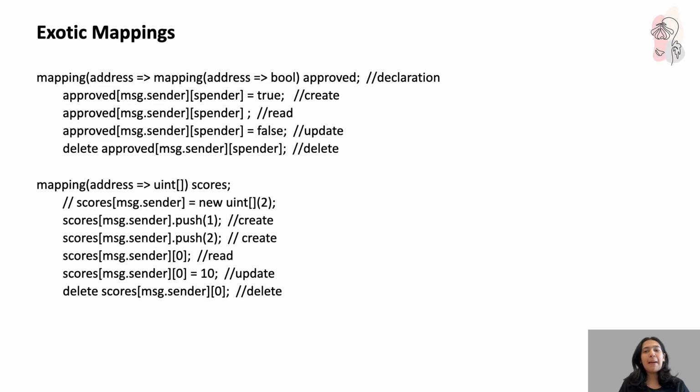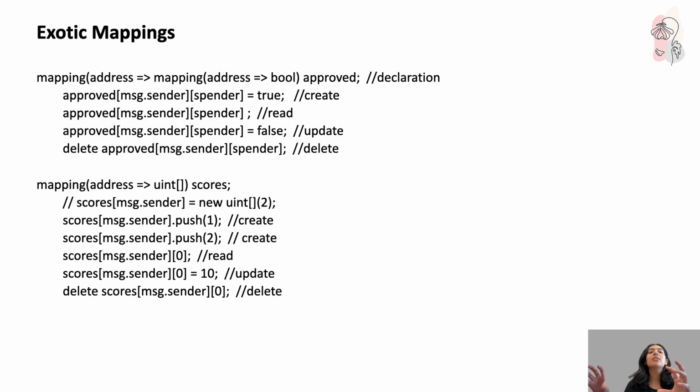Coming to your exotic mappings. Exotic mappings are simply mappings inside mappings or mappings to arrays, which allow your model to be more sophisticated, right? To manage the data structures in a more sophisticated manner. In the first one, you see the outer key is msg.sender, right? The person sending the transaction. The inner key is spender, the person being approved, and the value is bool, whether the spender is approved or not. So if you see from the innermost parenthesis, address to bool.